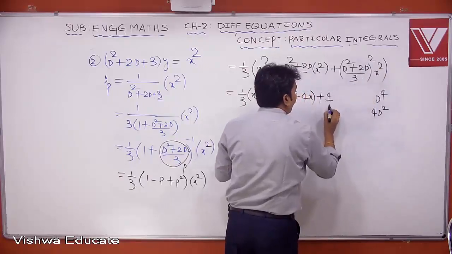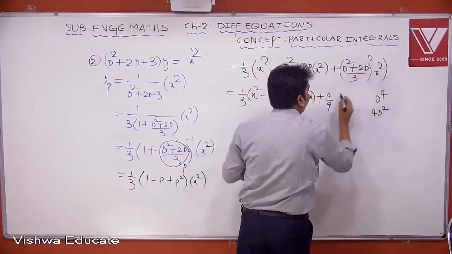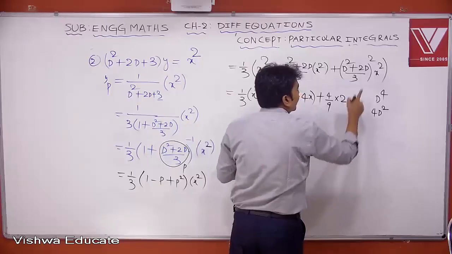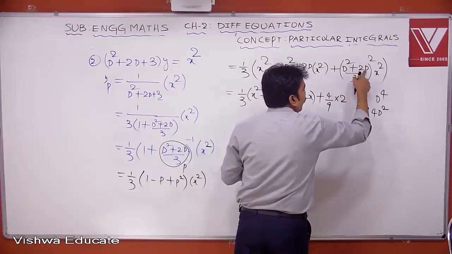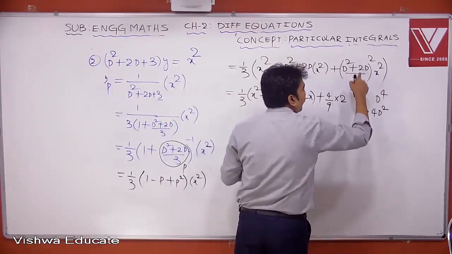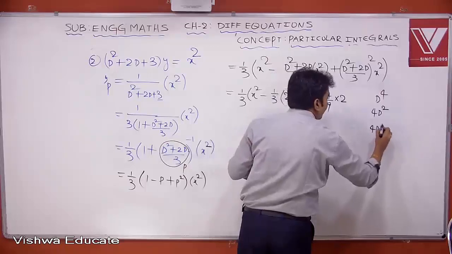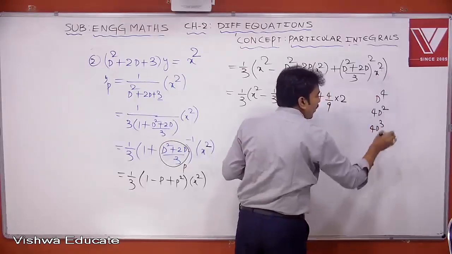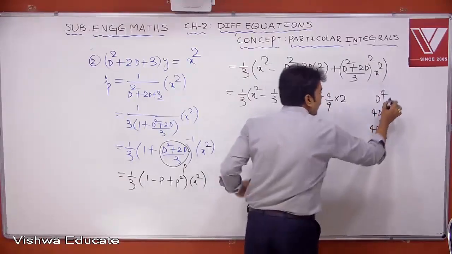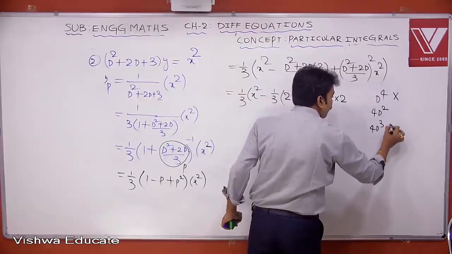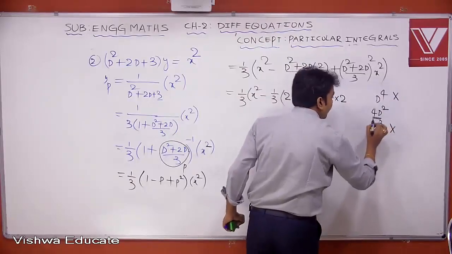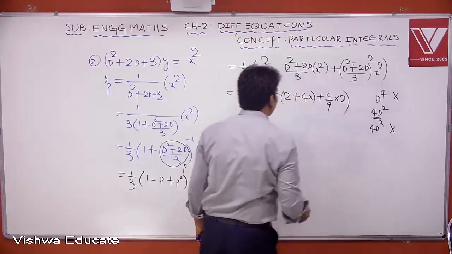So this is 4 by 9 into D square of x square 2. Next you will get (a + b) whole square: a square plus b square plus 2ab. You will get next 4D cube. But D cube of x square contributes 0. Therefore I don't write D power 4 terms and 4D cube terms, but D square terms are included. Therefore this is like this.